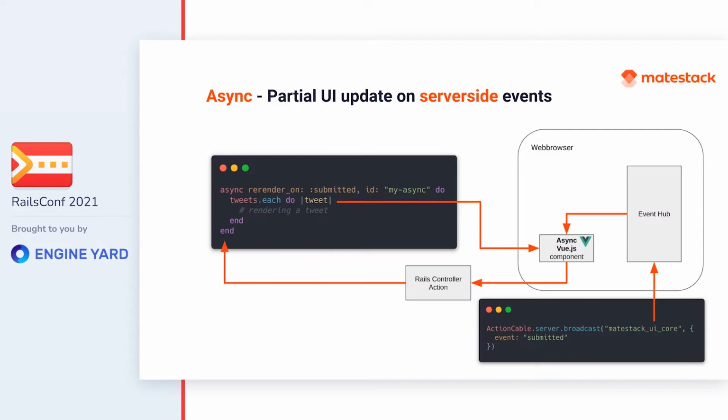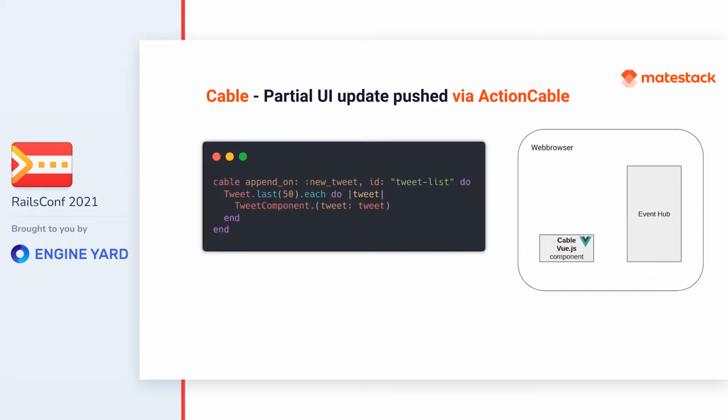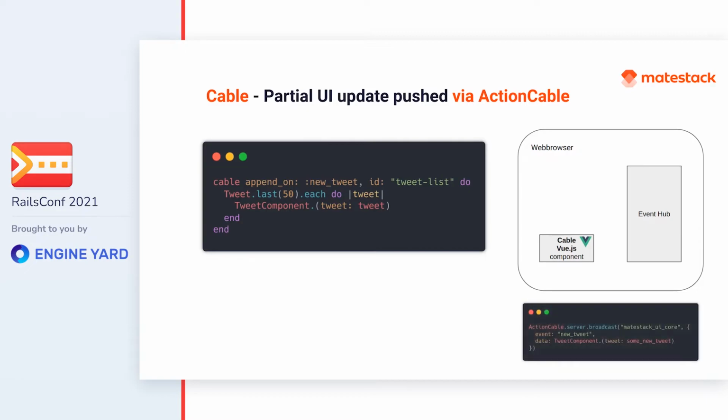You might ask, why do we need to re-render the whole UI on the server side if we only want to add a new tweet to the list? Good call. If you're into optimizing the partial UI update mechanism, you can use MateStack's cable component. The cable component in this example is configured to append something on an event called new tweet. Well, now we use the Action Cable integration to not only push a simple event to MateStack's event hub, but render a specific component, in this example, the custom tweet component rendering only one tweet on the server, and push this specific HTML to all connected web clients.